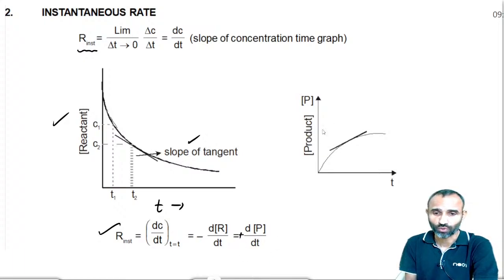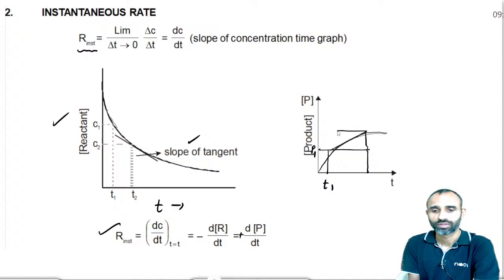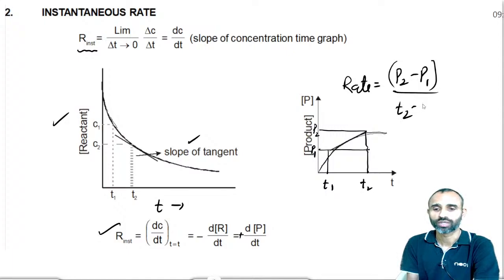In case of product, it is increasing again, so with product at initial time and product at final time, rate is equal to P2 minus P1 upon T2 minus T1.